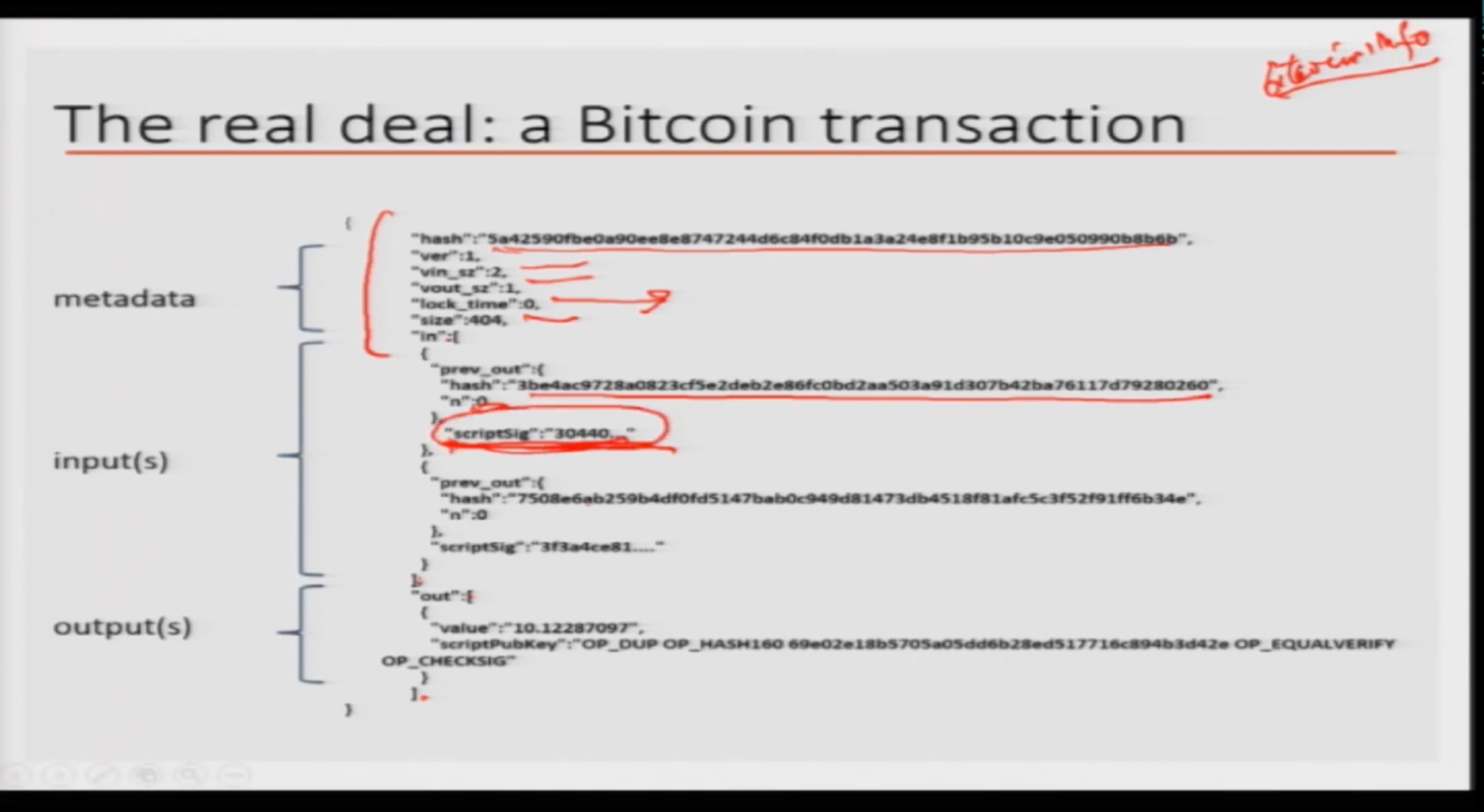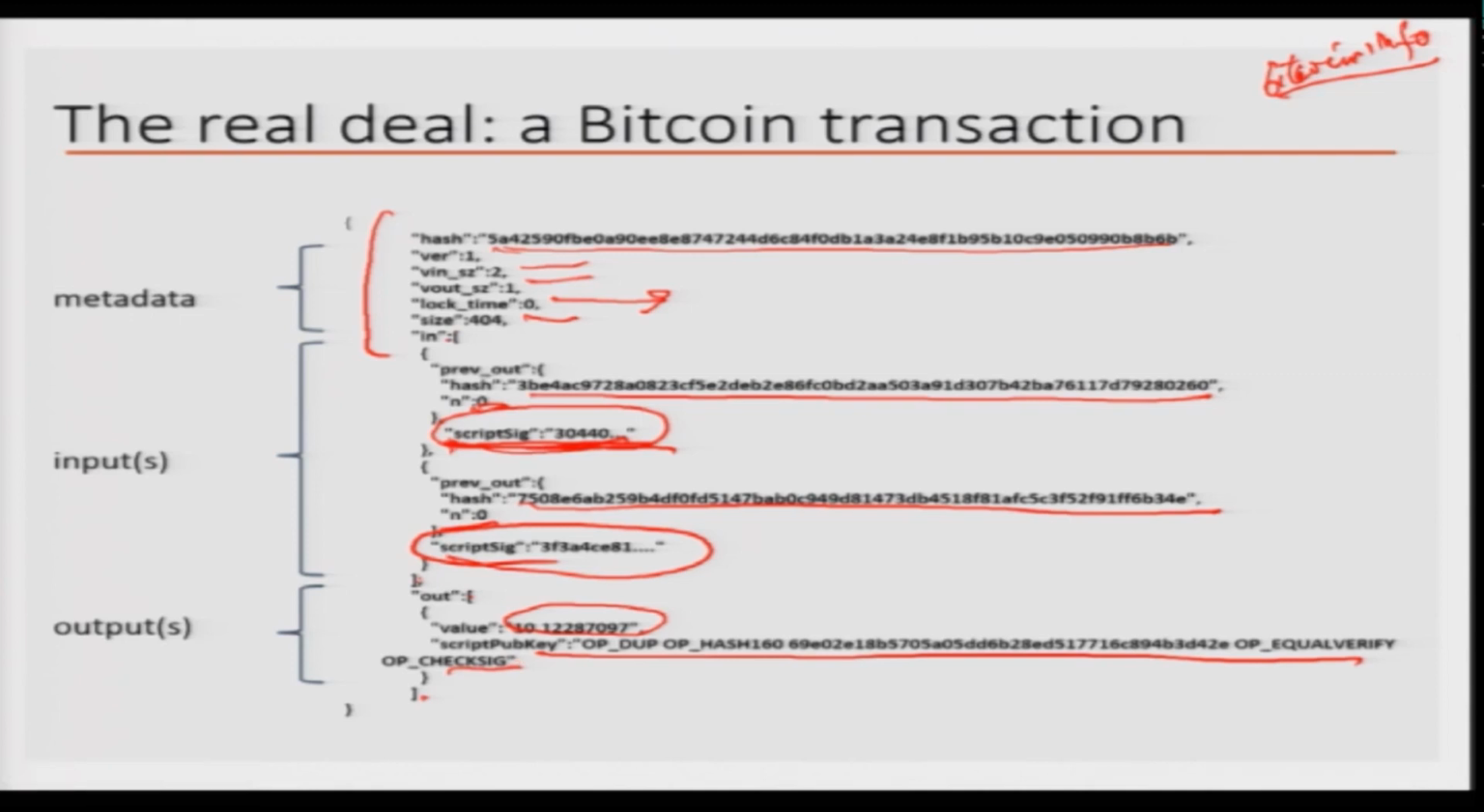Similarly, the second output also has the transaction hash for the second previous transaction, and then this is the 0th output of the transaction, and here is the signature. In the output you say what is the value that you are sending, and this basically says the address of the person whose account is getting the funding, getting the money.